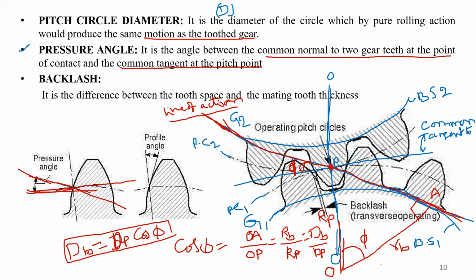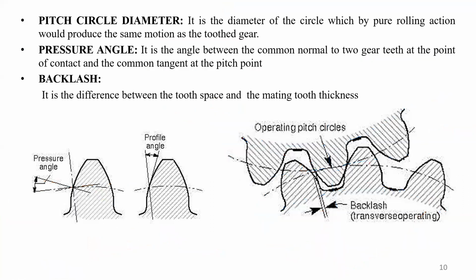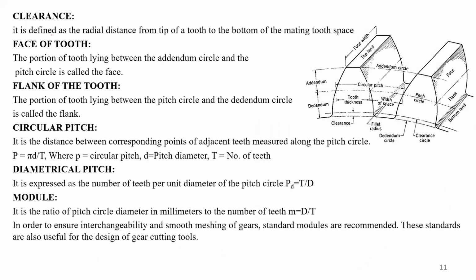And then we need to understand what is backlash. Backlash is the difference between the tooth space and the mating tooth thickness. So this gap is called the backlash. And then what is clearance?